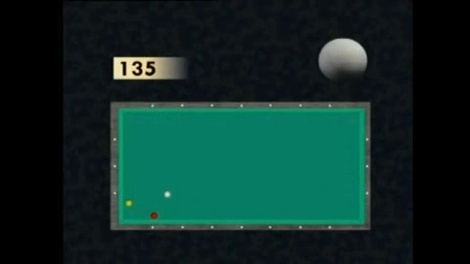Here, the yellow ball being close to the short cushion allows you to find an original solution by a cushion-first shot.